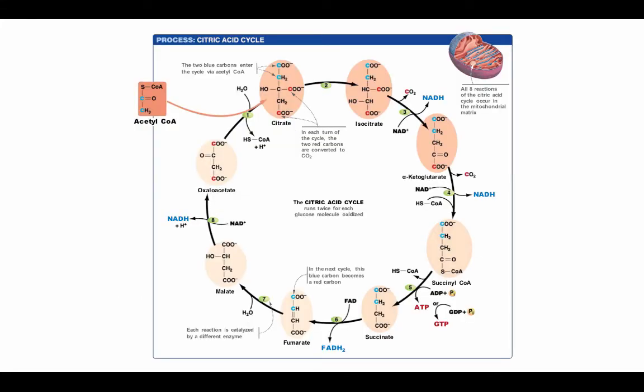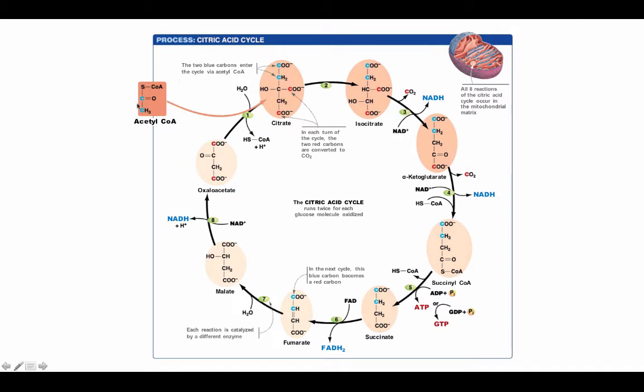Again, this is a lot of information on this chart. I don't want you to worry about the names of the intermediates or the names of the enzymes that do this or the structures, but I do want you to notice what's happening to each of these carbons as it goes through the cycle, and at what point you get these products of carbon dioxide, NADH, and FADH2.